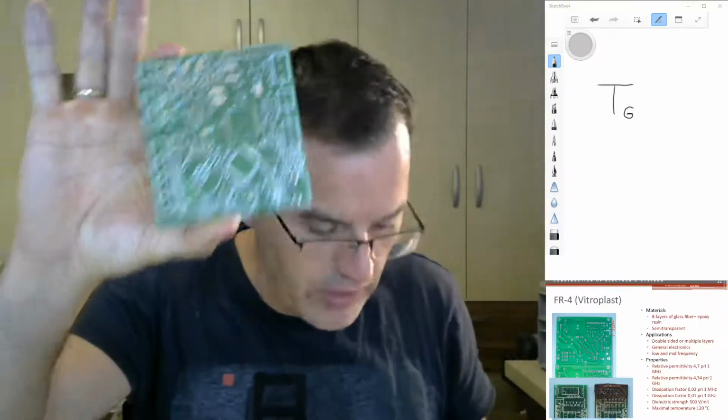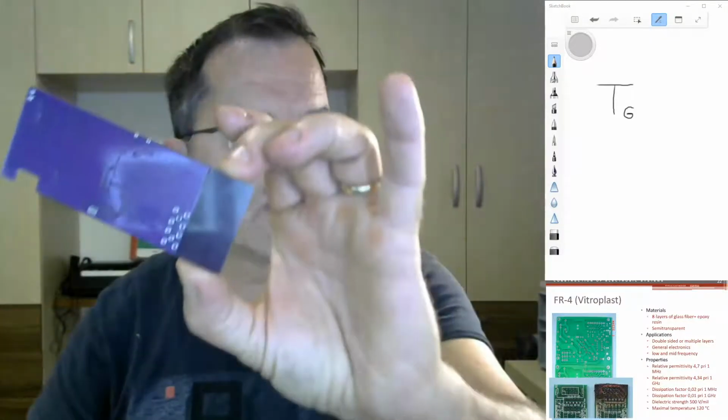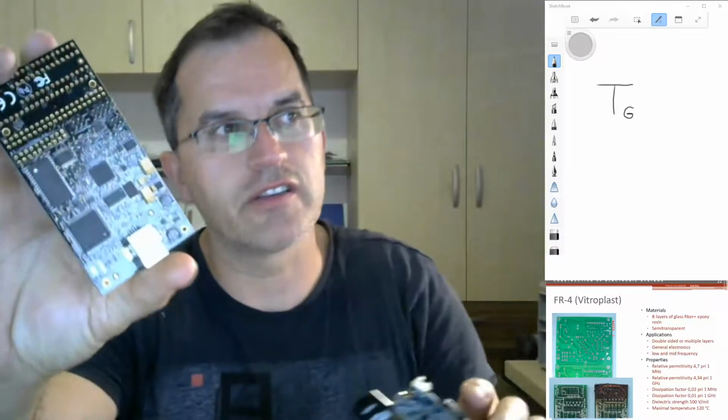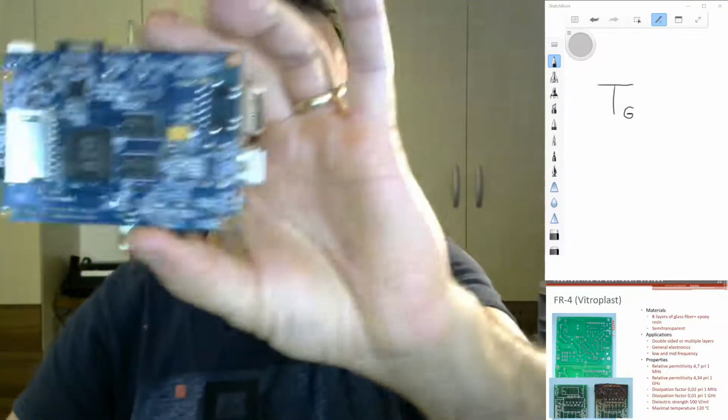About the color, let me tell you about the color. The green color, again, is just the color of the protective coating. So you can have green PCBs, you can have red ones, you can have, watch out, purple ones, you can have black, and my favorite color, you can have blue PCBs.